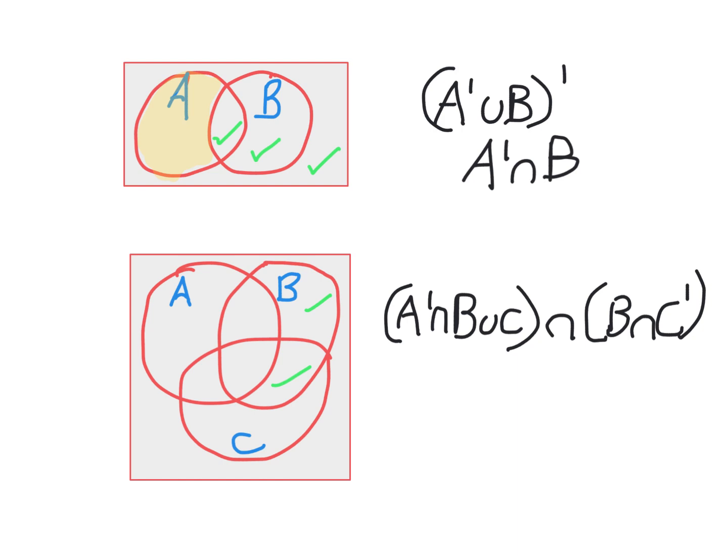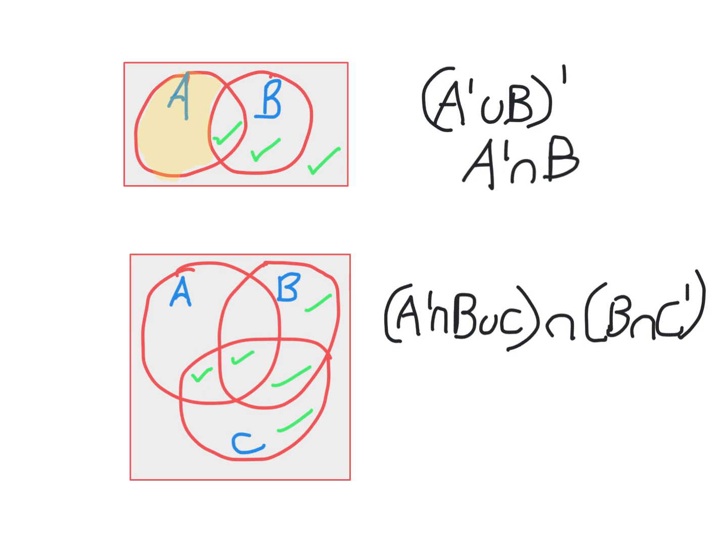Now we need to include everything that's in C. So we're going to include this region, this region, this region, because they are all in C. So we want to include everything that's not A and B, everything that's C, or everything that's both.